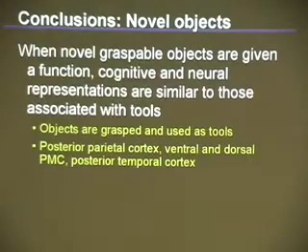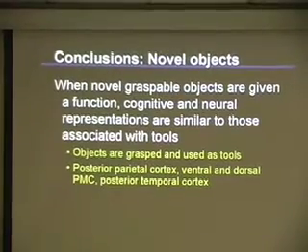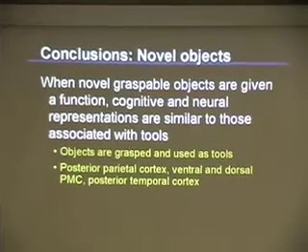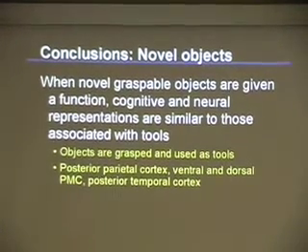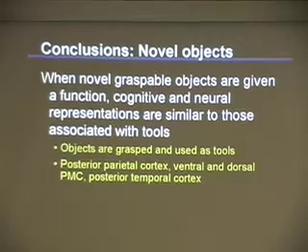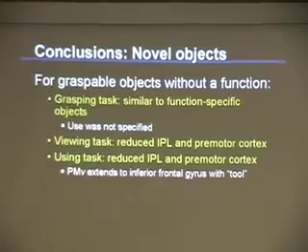Okay, so we can conclude from this novel object study that when novel graspable objects are given a function, both the cognitive or behavioral and neural representations are similar to those associated with tools. So the objects that were now defined by function were grasped and used as tools, the behavioral data showed us. And then we found activation in these regions that were associated with imagined using, grasping and using of tools that we've seen earlier. Now for the objects without a function, there were some interesting results.